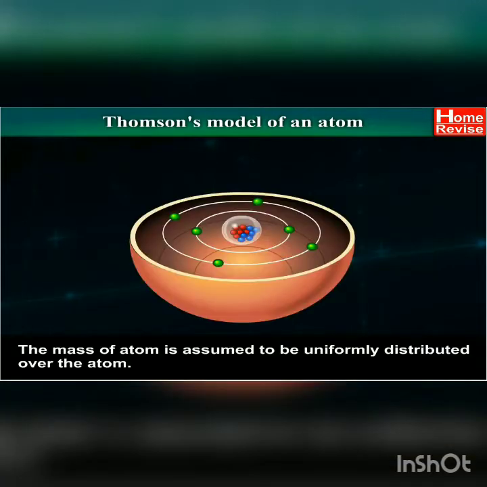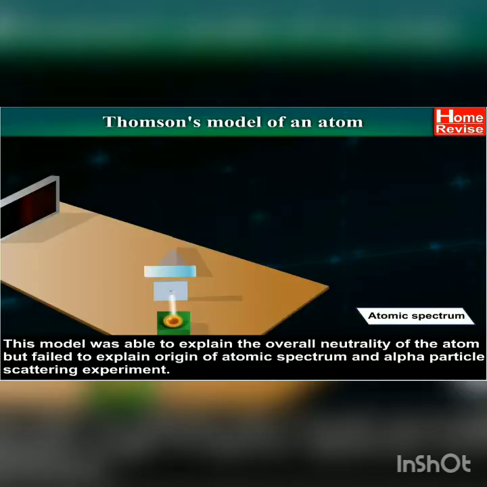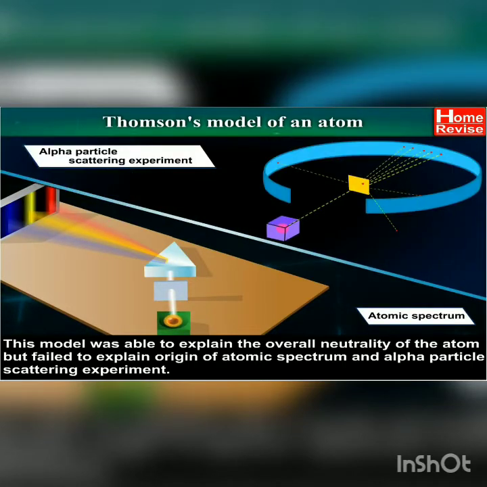The mass of the atom is assumed to be uniformly distributed over the atom. This model was able to explain the overall neutrality of the atom but failed to explain the origin of atomic spectrum and alpha particle scattering experiment.